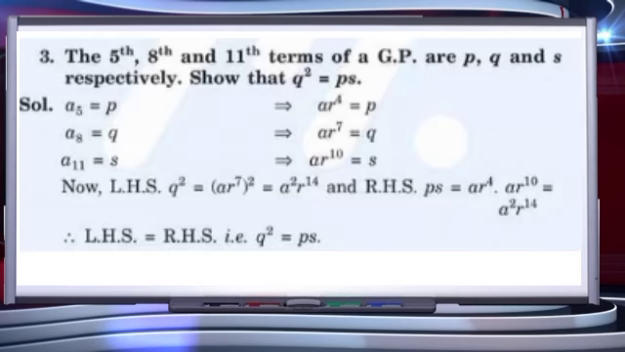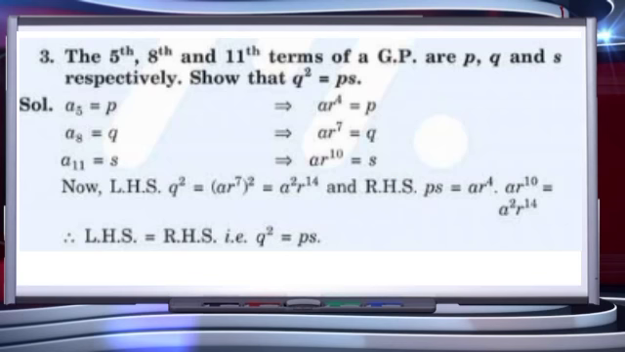Now the next, third question: the 5th, 8th and 11th terms of the GP are P, Q and S respectively. Then show that Q square equals PS. As given, A5 is P, A8 is Q and A11 is S. So this implies a r raised to power 4 is P, a r raised to power 7 is Q, a r raised to power 10 is S.